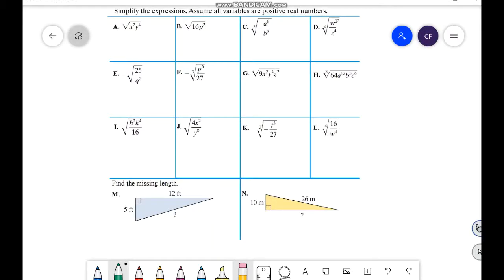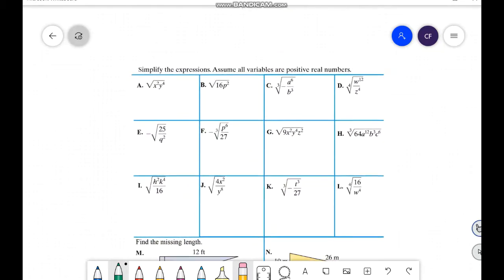Now let's work on today's quiz, okay? The first part of the quiz is to simplify expressions, assume all variables are positive real numbers. And the second is find the missing length. The second part, you have a couple of applications of Pythagorean Theorem, okay?